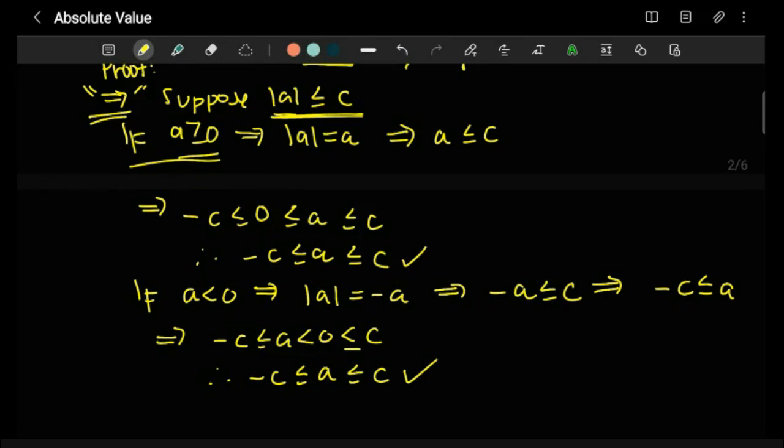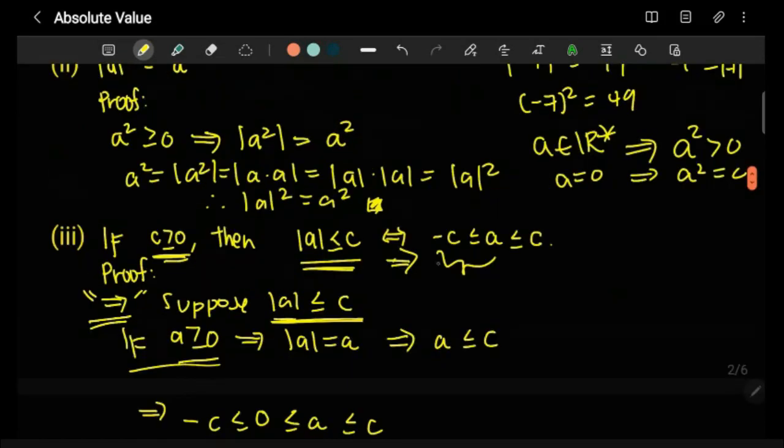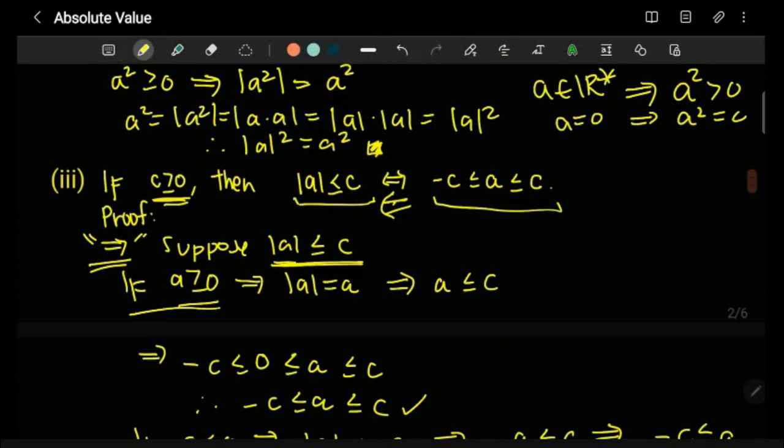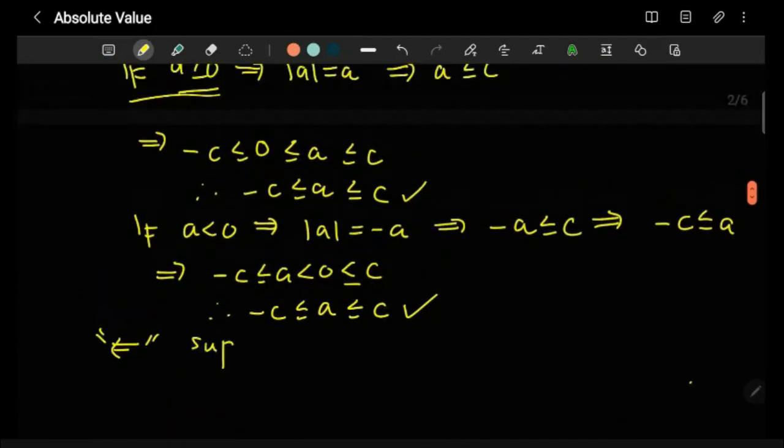the sufficient condition, the other implication, yung pabaligtad naman. So in the sufficient condition, ang kailangan nating i-assume ay yung ito, i-assume natin kasi papakita natin na ito yung mangyayari. Okay? So we're assuming that A is between negative C to C. So suppose negative C is less than or equal to A, less than or equal to C.